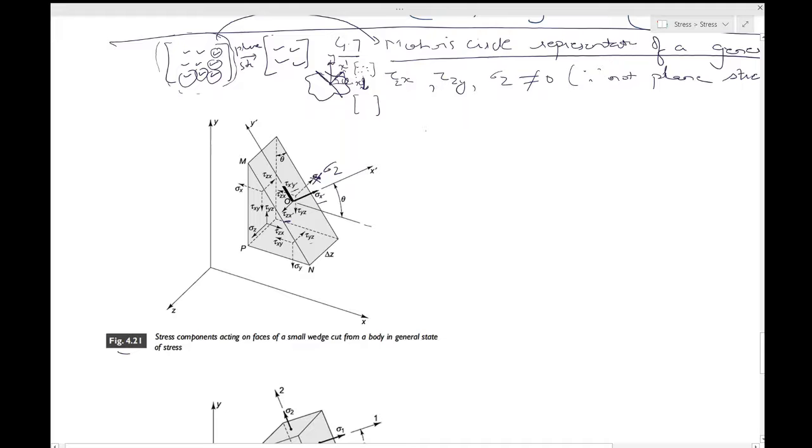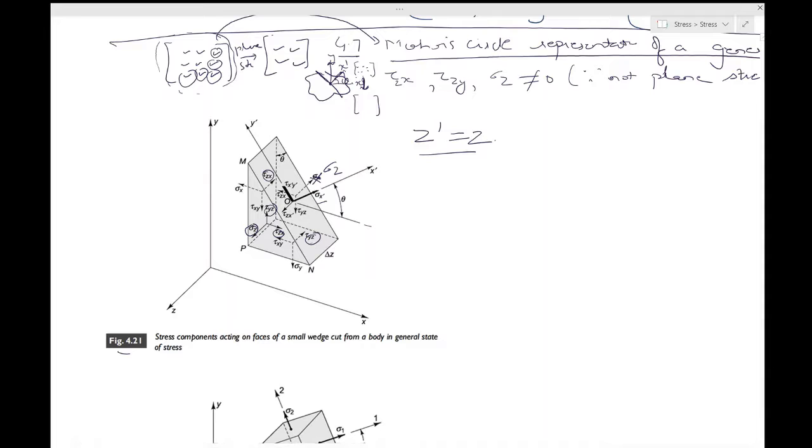So notice that z dash is the same as z. That's why you do not have a tau z dash x dash over here. Because the z axis is not rotated, you have a tau z x dash, and here you have a tau x dash y dash. As we have seen, the difference between this figure and figure 4.15 is that you have these z components of stress littered around. These were not there in your previous case because it was a plane stress situation.